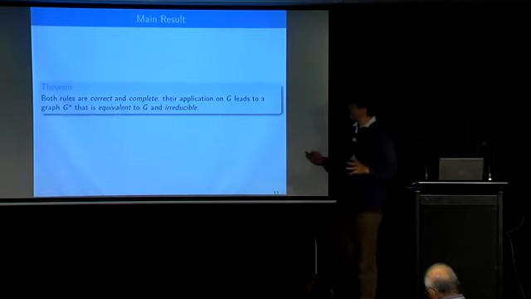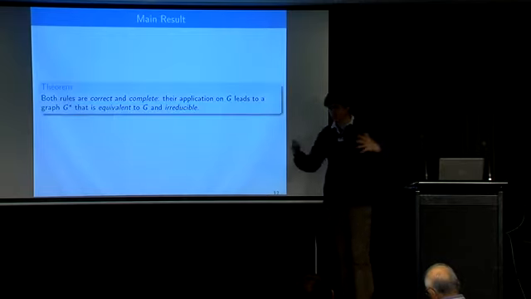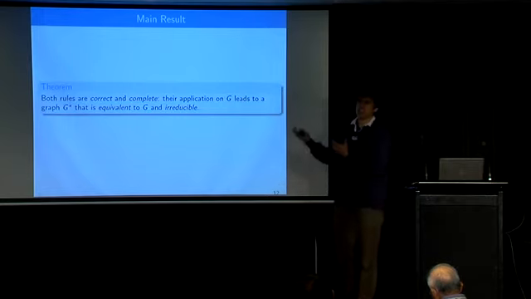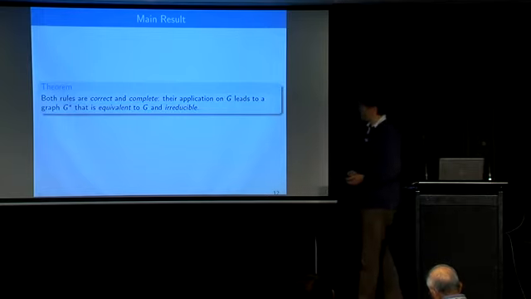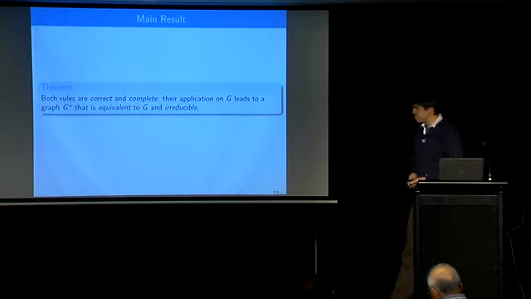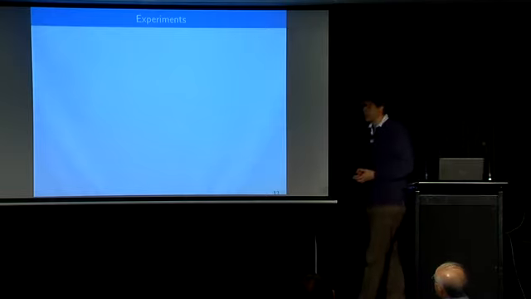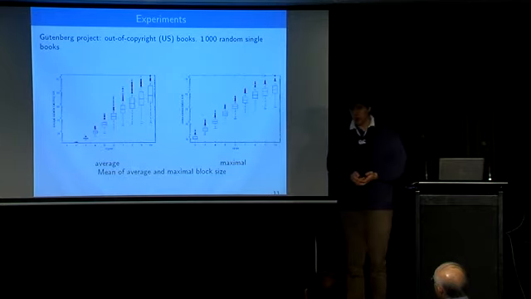And what I now have is this theorem, which basically tells me that if you apply these rules until no precondition of these rules holds anymore, then what you end up with is a G star. It's a graph which is equivalent and it's irreducible. Okay, so that's a theoretical result. We looked at how this performs in practice, and for this we took books from the Gutenberg project.